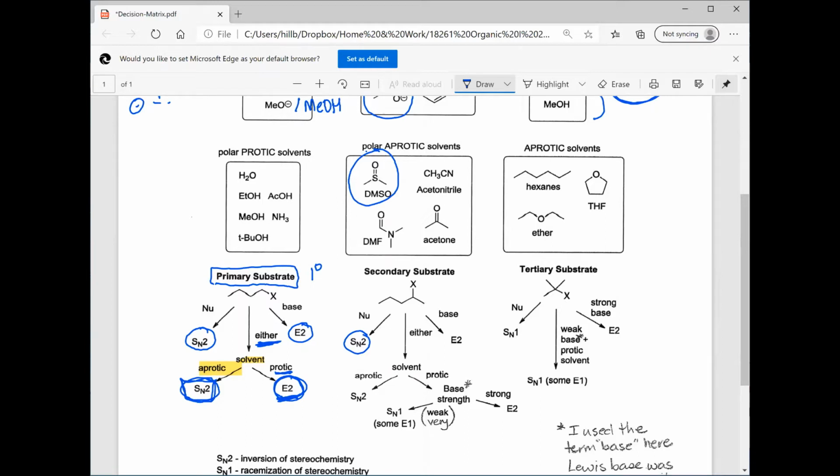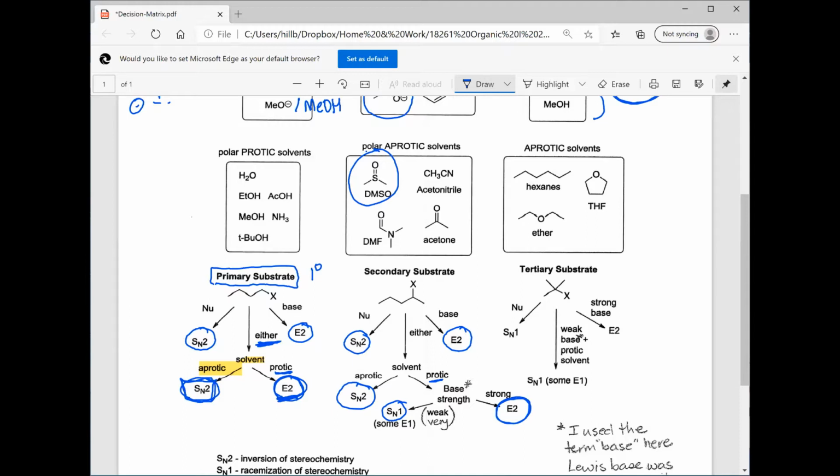If it's a base, then it's going to be E2, because the E1 is going to be slow compared to the E2, so the E2 is the one which basically takes control of that. If it can be both, just look at the solvent, SN2, and if it's a protic solvent, you look at the base strength, and if it's really weak, then you might get some SN1, but if it's strong, it's all going to be E2.